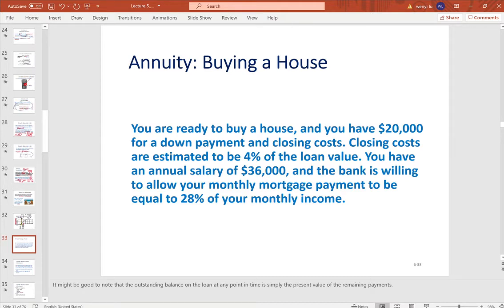One more step. You are ready to buy a house. You have $20,000 for a down payment and closing costs. Closing costs are estimated to be 4% of the loan value. You have an annual salary of $36,000, and the bank is willing to allow your monthly mortgage payment to be equal to 28% of your monthly income.